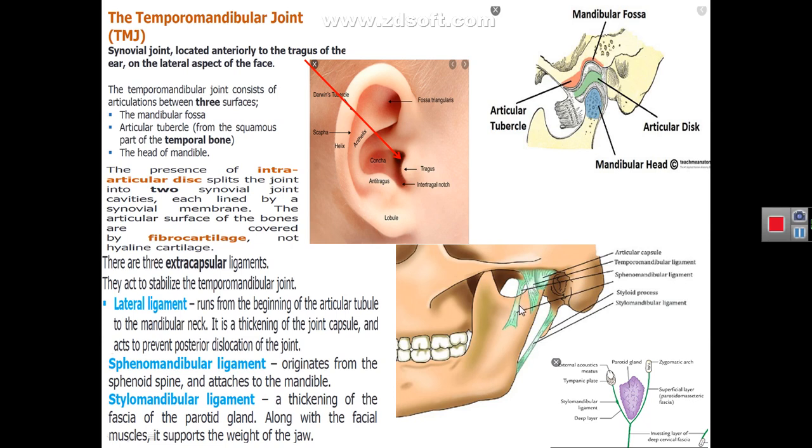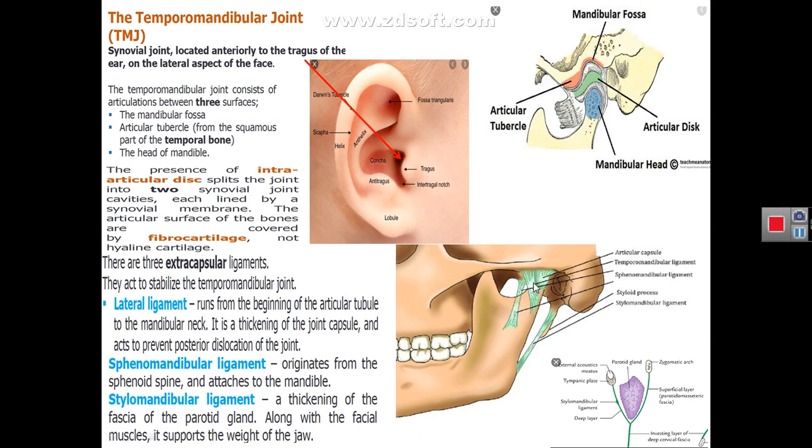Another ligament supporting the temporomandibular joint, sometimes called the TM joint, is the sphenomandibular ligament that extends from the spine of the sphenoid to the mandible. The spine of the sphenoid has been described adjacent to the foramen spinosum at the base of the skull. Near the foramen spinosum there is a small spine which is called the spine of the sphenoid, and the sphenomandibular ligament extends from the spine of the sphenoid to the mandible.